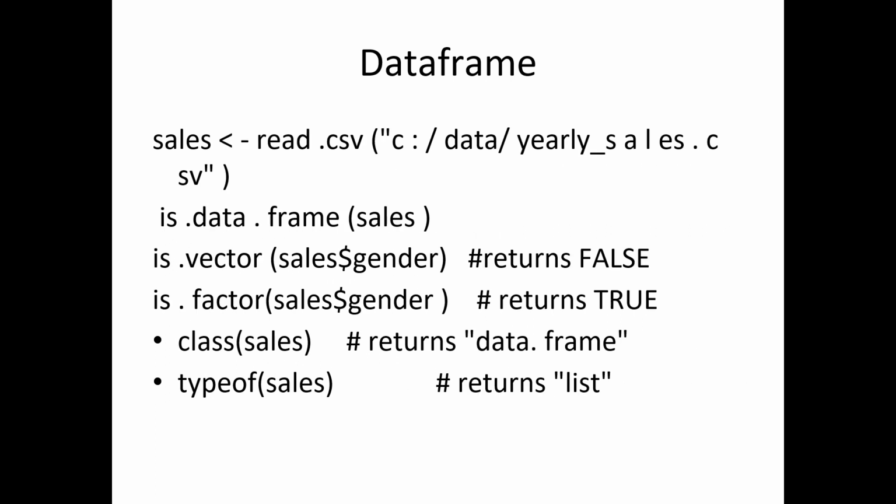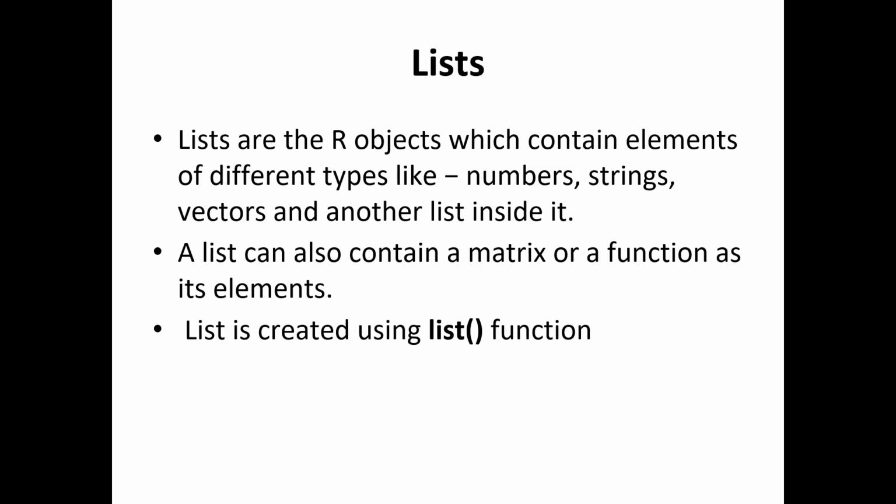So in this example, first we are reading the data using the read.csv function, and then we are using is.data.frame to check whether it is a data frame or not. Similarly, we can check whether it is a vector or a factor also.